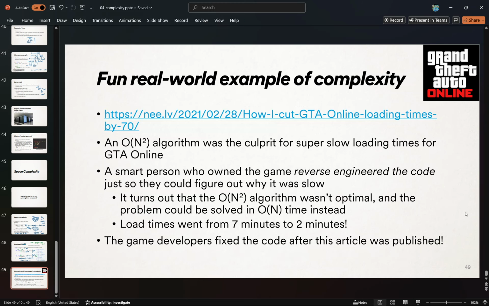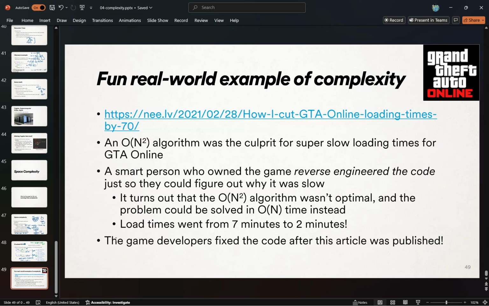And so they took the code, they patched the binary, they changed it, because you didn't have the source code anymore, you didn't have like a CPP file or anything. They just changed the binary version to do it better. And the load times were more than cut in half. And so that just goes to show we care about these things in real life. Money's on the line for this kind of stuff, right?